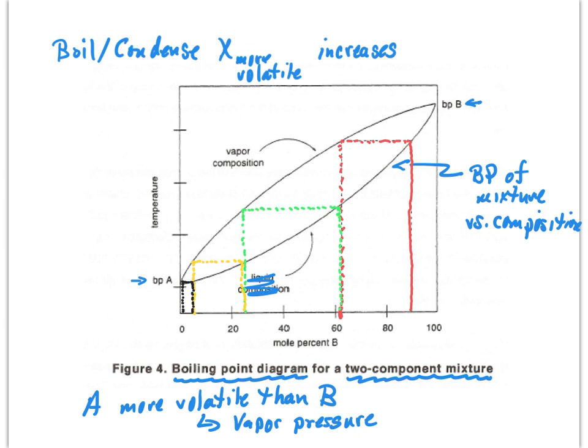So every time we boil and condense, we increase the proportion of the more volatile component and we reduce the percent of the less volatile component. And that's how we achieve separation. And each one of these boiling and condensing cycles that we're talking about here is called a theoretical plate.